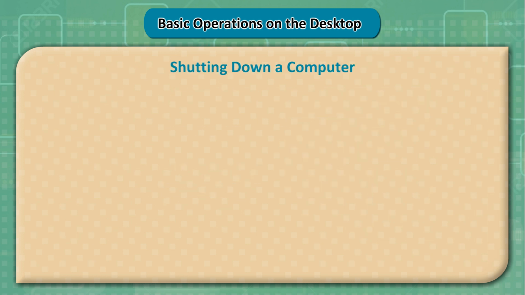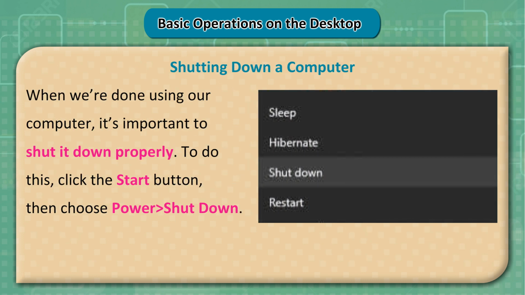Shutting down a computer. When we're done using our computer, it's important to shut it down properly. To do this, click the Start button, then choose Power, Shutdown.